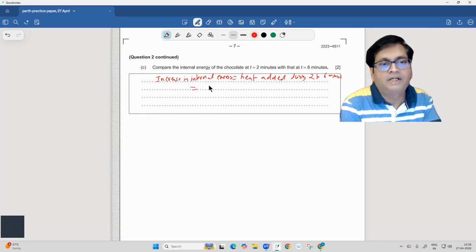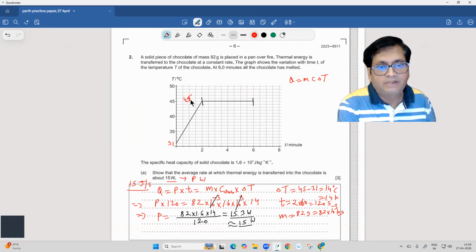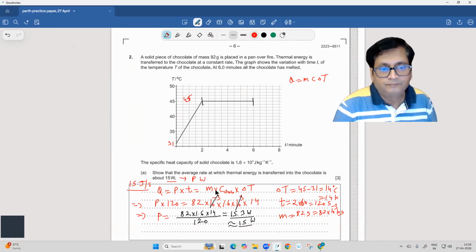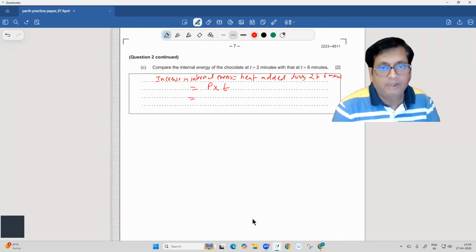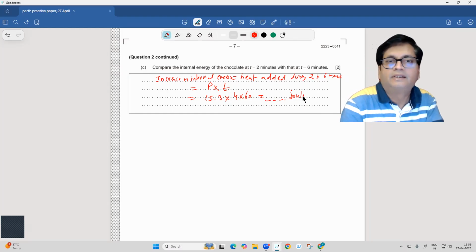And how much heat is added? That is power into time. Power we already know, we calculated it, right? It was 15.3. So 15.3 into 4 minutes, which means 4 into 60, right? So that many joules, whatever the answer comes. That is the increase in internal energy.